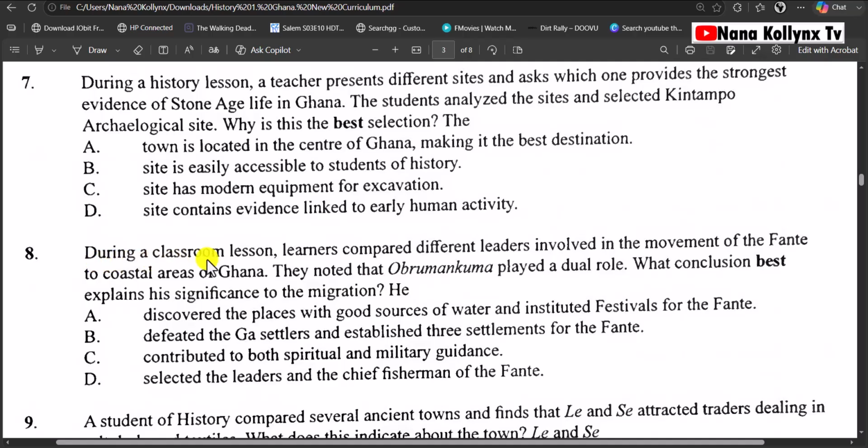8. During a classroom lesson, learners compared different leaders involved in the movement of the Fanti to coastal areas of Ghana. They noted that Oburumankuma played a dual role. What conclusion best explains his significance to the migration?